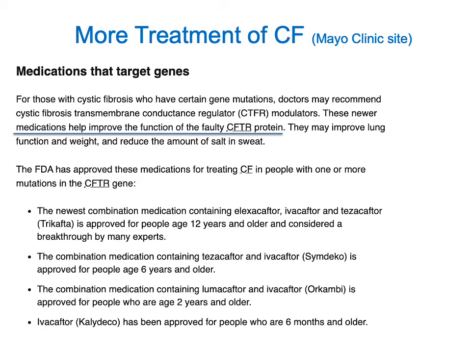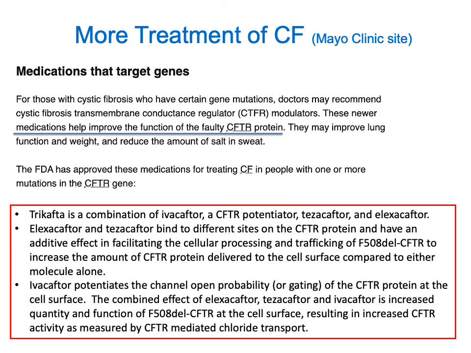I was curious about exactly what those drugs are doing to help improve the function of the mutated CFTR protein. Here I've just shown you what I learned: 2 of those drugs, the E drug and the T drug, bind to different sites on the CFTR protein. Together they can help facilitate cellular processing and trafficking to get the defective CFTR protein to the cell surface. That is apparently part of the problem in why it's not functioning properly: it's not even getting to the cell surface.